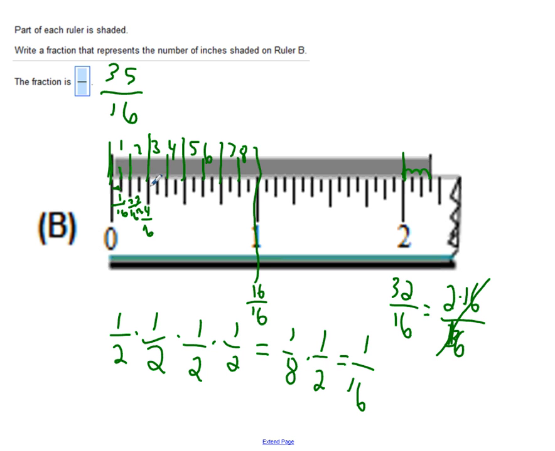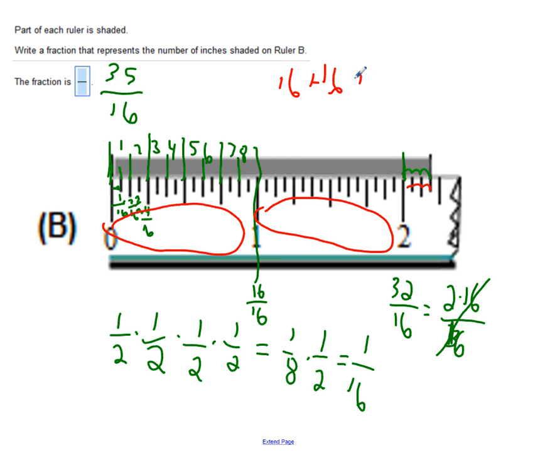Now, if we recognize that these are 16ths because we're used to dealing with rulers, or we just count over 1, 2, 3, 4, 5, 6, 7, 8, 9, 10, 11, 12, 13, 14, 15, 16, we can count in bunches. Here's 16/16. Here's another 16/16. So we have 16 and 16 more for 1 whole and 1 whole more, and 1, 2, 3 past that.